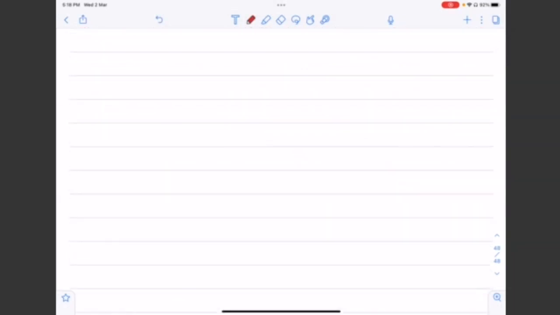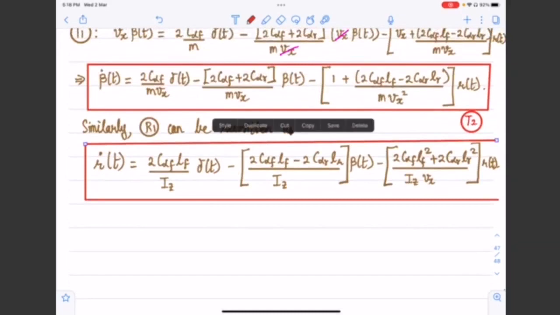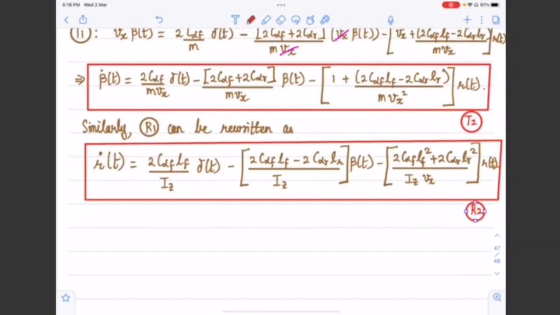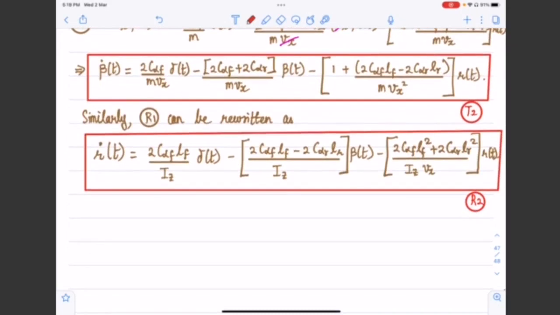Okay, very simple algebraic operation which we have done to essentially get the second equation, which we now label as R2. This is again the equation of motion for rotation, but the only thing is that now we are rewriting it in terms of the yaw rate. So that's all we have done. I hope it is clear what we have done. Once again, please stop me whenever there is a question.